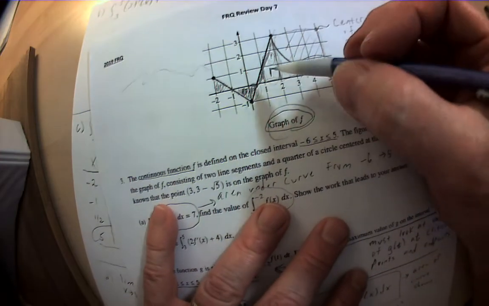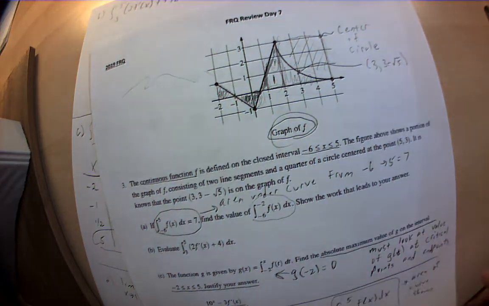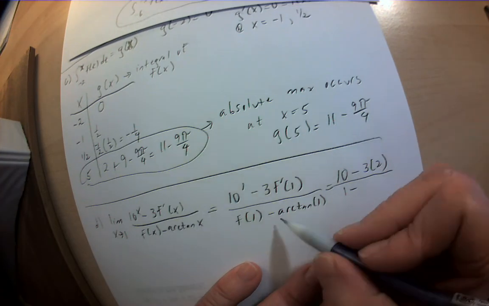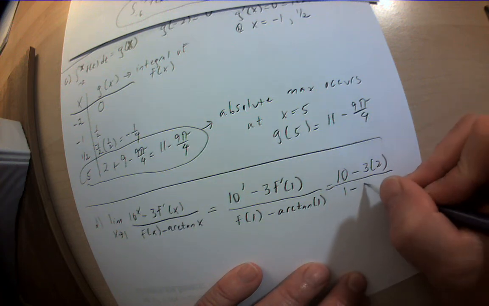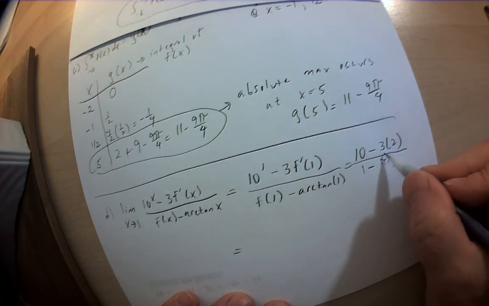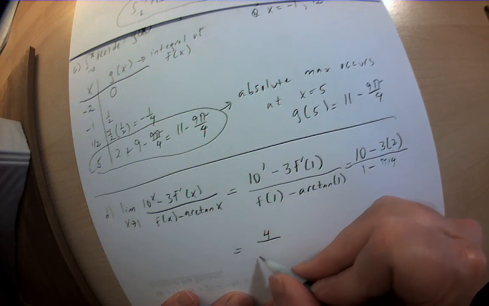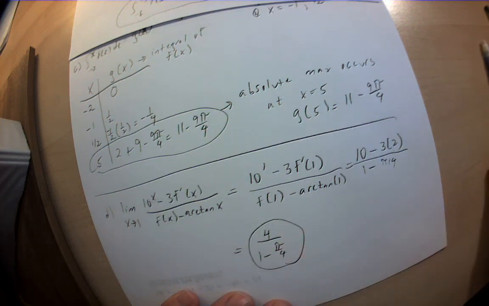What's f of 1? 1, 1. When x equals 1, y equals 1. F of 1 is 1 minus, what's the arctan of 1? Who's got a tangent of 1? It's pi over 4. So this limit equals 10 minus 6, 4 over 1 minus pi over 4. That's it. That's the answer.